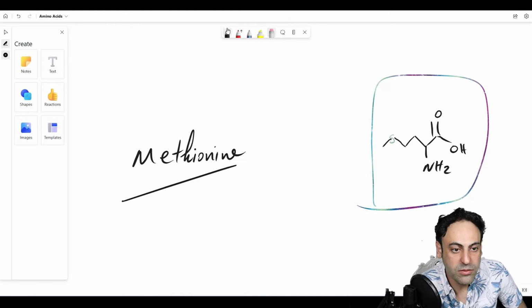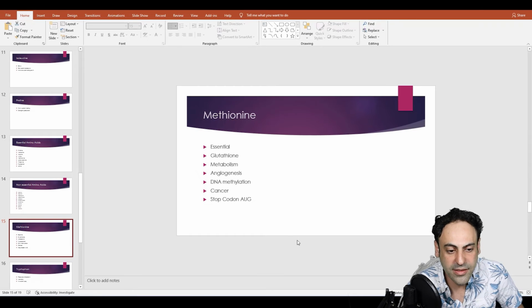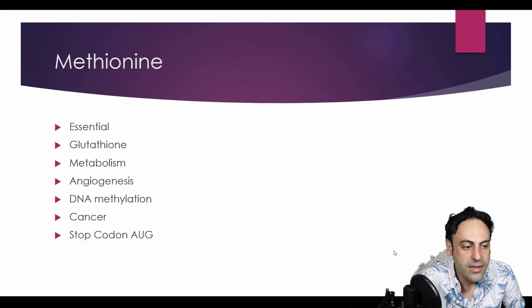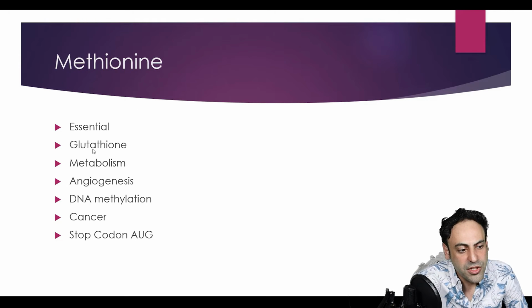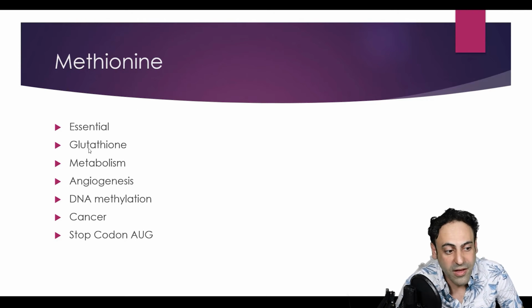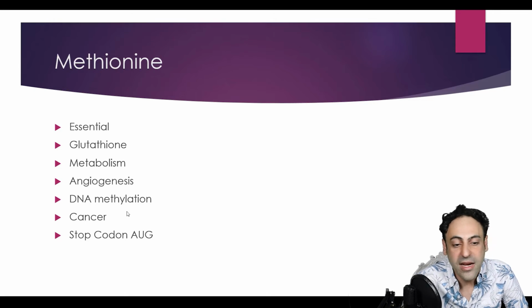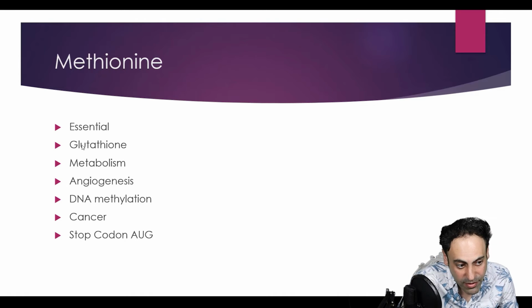First of all, this is an essential amino acid. So methionine is an essential amino acid, and it's used to create glutathione, and it is involved in metabolism, angiogenesis, DNA methylation, cancer, and more. We're going to go one by one through everything that we said right over here.